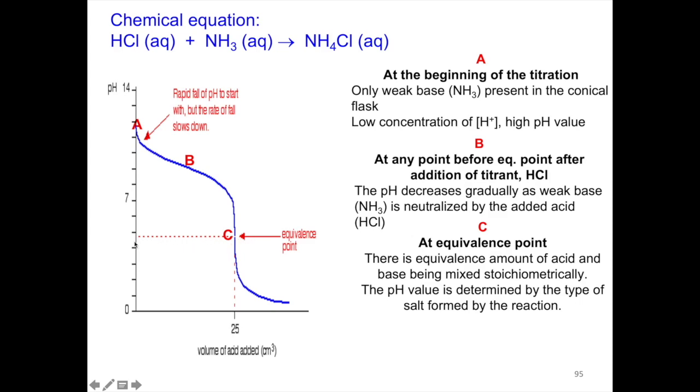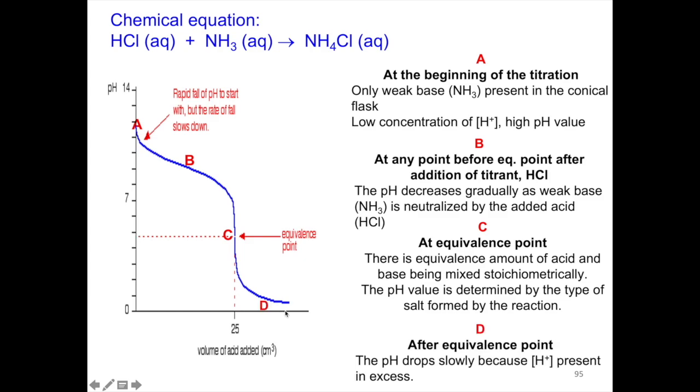And the pH value is determined by the type of salt formed by the reactions. It has the same type of salt as the previous one, which is an acidic salt. So the pH of the equivalence point is less than 7. Point D is after the equivalence point. If you continue to add acid into the conical flask, what happens to the pH? It will drop slowly because at this time the concentration of H+ is present in excess, so the solution becomes more acidic.